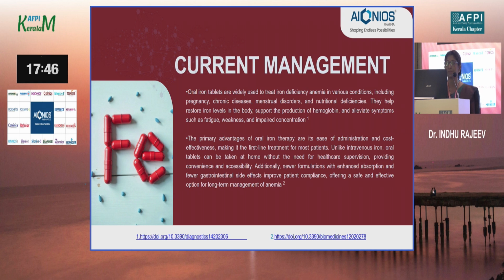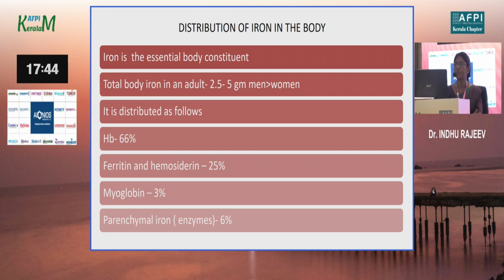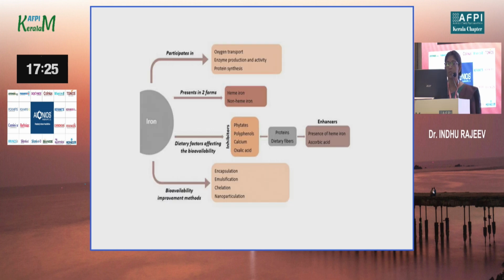of anemia. Now coming to distribution of iron in the body, iron is an essential body constituent. The total body iron in an adult is around 2.5 to 5 gram. It is more in men than women. It is distributed as follows: in the hemoglobin around 66%, as ferritin and hemosiderin 25%, myoglobin 3%, and parenchymal iron around 6%. And iron participates in oxygen transport, enzyme production and activity, and protein synthesis.